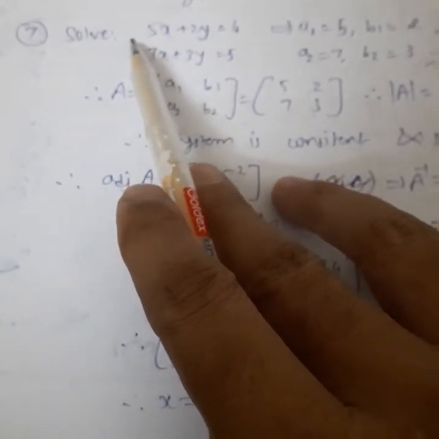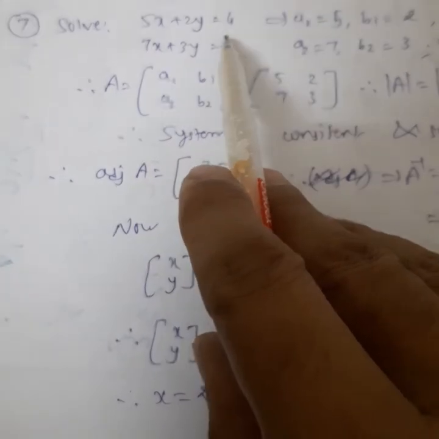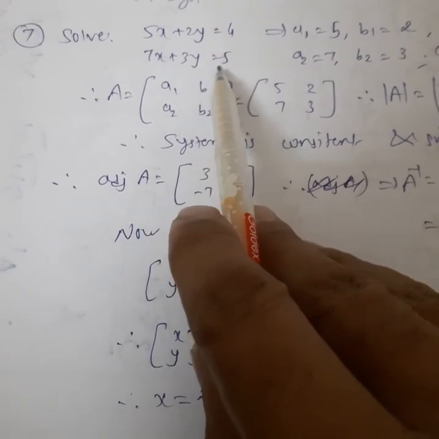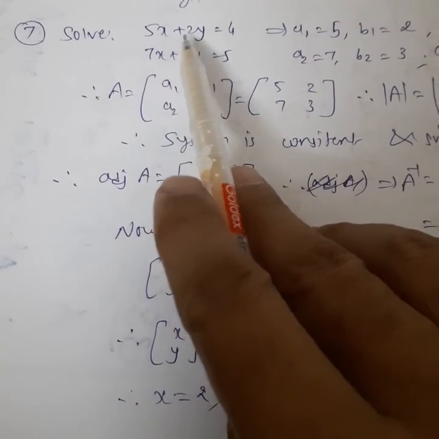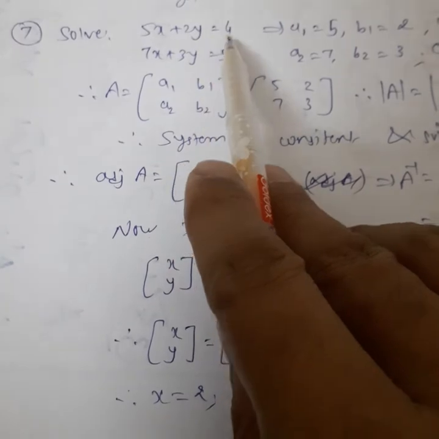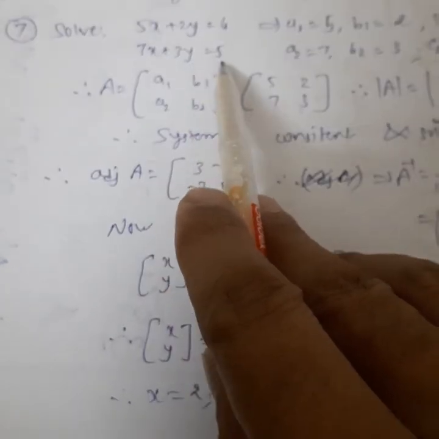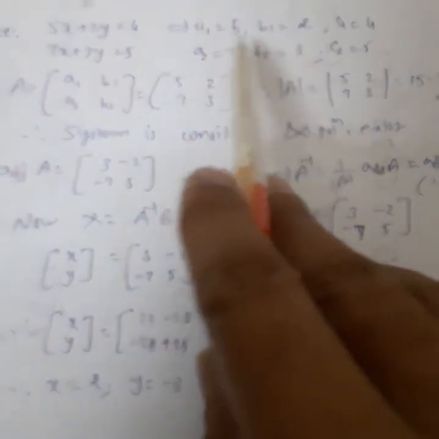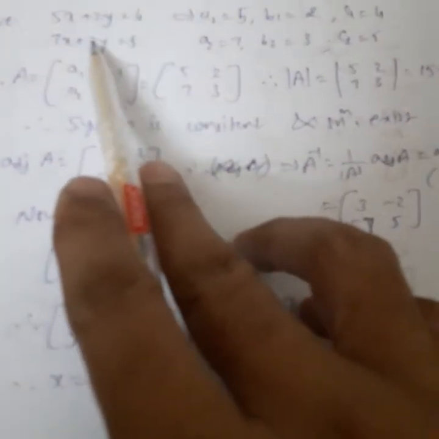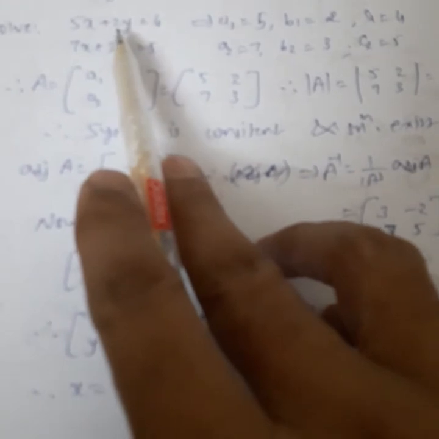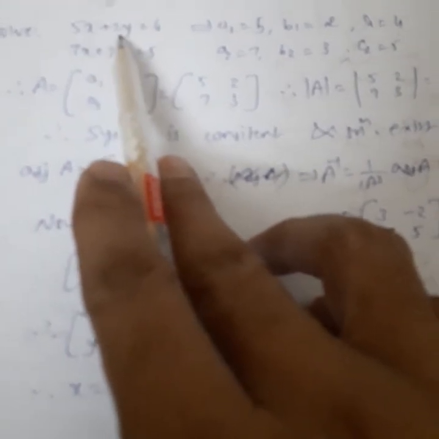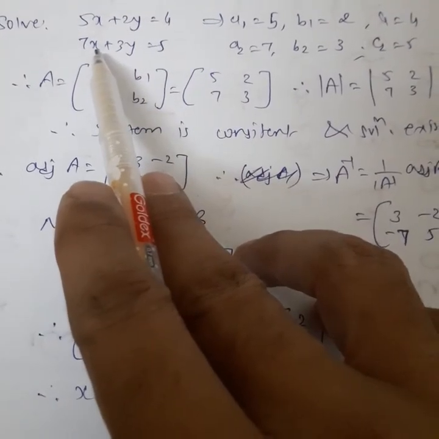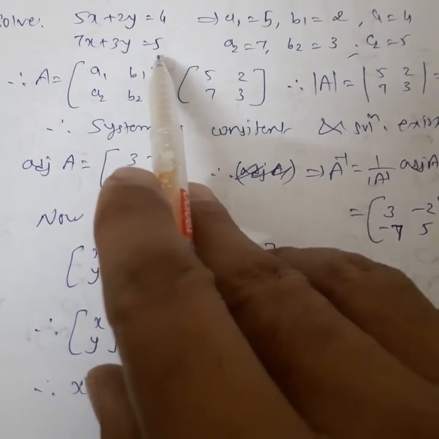Let us take two linear equations in two variables, which are 5x plus 2y equal to 4 and 7x plus 3y equal to 5. We compare these equations with a1x plus b1y equal to c1 and a2x plus b2y equal to c2. So we get the values of a1, b1 and c1. Here a1 equals 5, b1 equal to 2 and c1 equal to 4. Similarly, a2 equal to 7, b2 equal to 3, c2 equal to 5.